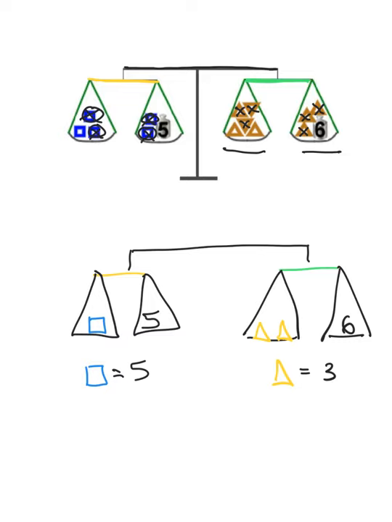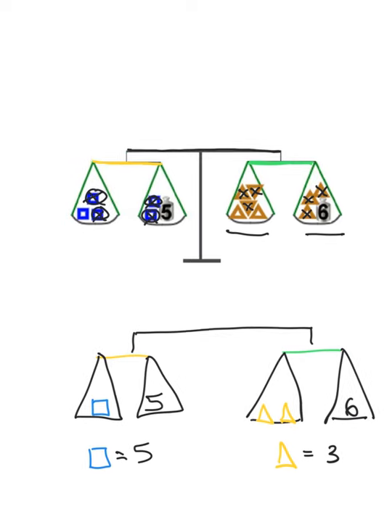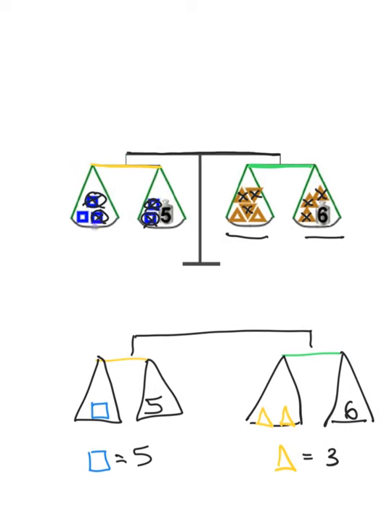If I want to check that my values are correct, I can go back up to my original balance and substitute in my values. So I can see that my squares are each 5. That gives me a total of 15 on the left and a total of 15 on the right. Together, that gives me a total value of 30 for the left side of the balance.